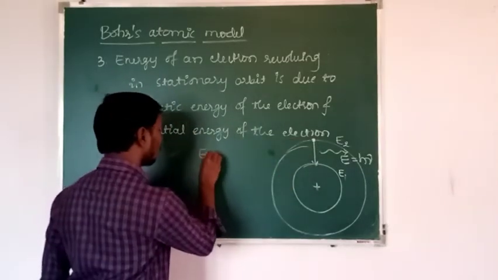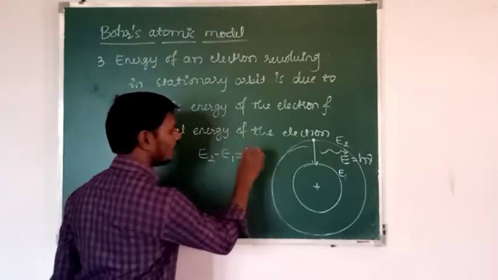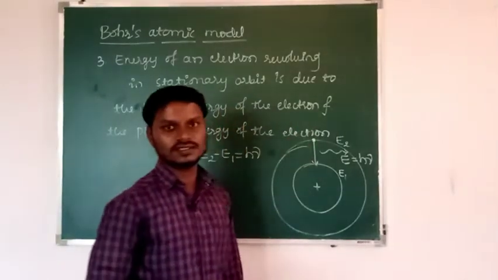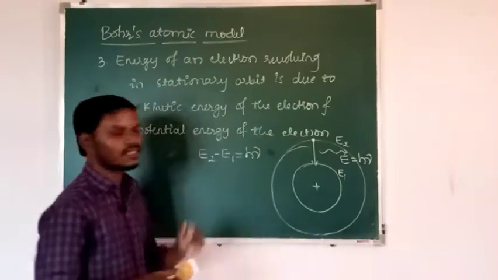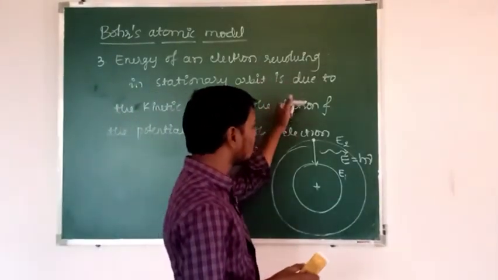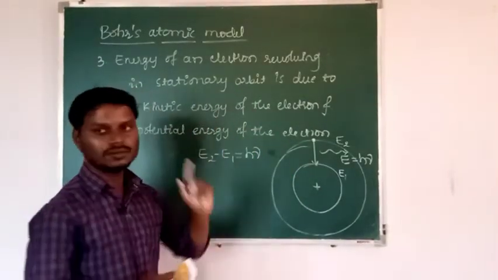That is E2 minus E1. That is equal to h into nu. Suppose an electron jumps from the third orbit to the first orbit. Then what is the energy of the emitted radiation? That is E3 minus E1, because the transition takes place from the third orbit to the first orbit. E3 minus E1 is equal to h into nu.